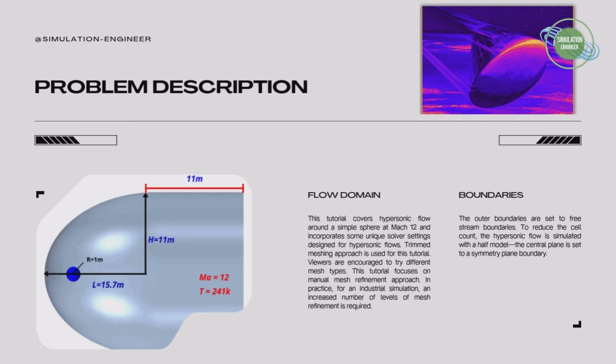Flow domain. This tutorial covers hypersonic flow around a simple sphere at Mach 12 and incorporates some unique solver settings designed for hypersonic flows. A trimmed meshing approach is used for this tutorial. Viewers are encouraged to try different mesh types. This tutorial focuses on the manual mesh refinement approach. In practice, for an industrial simulation, an increased number of levels of mesh refinement is required.